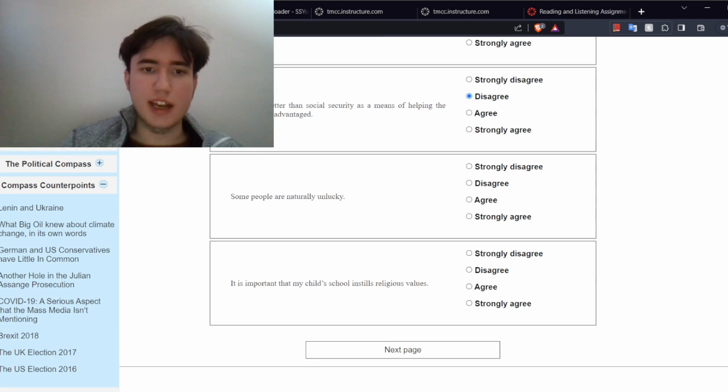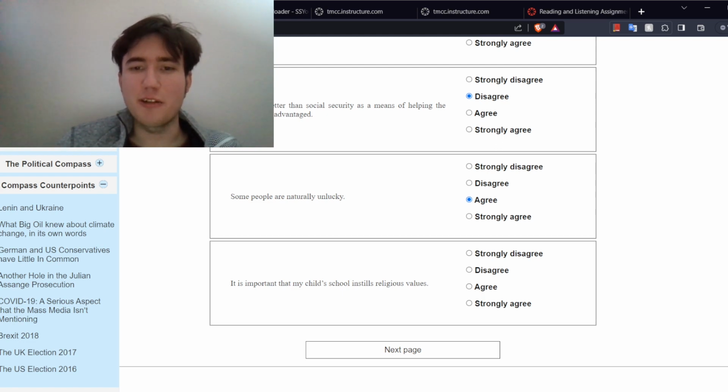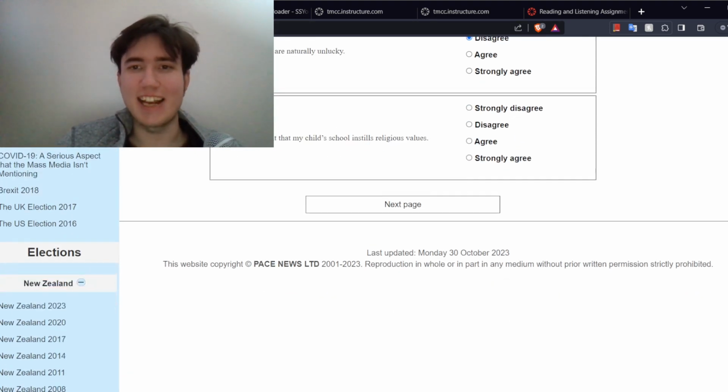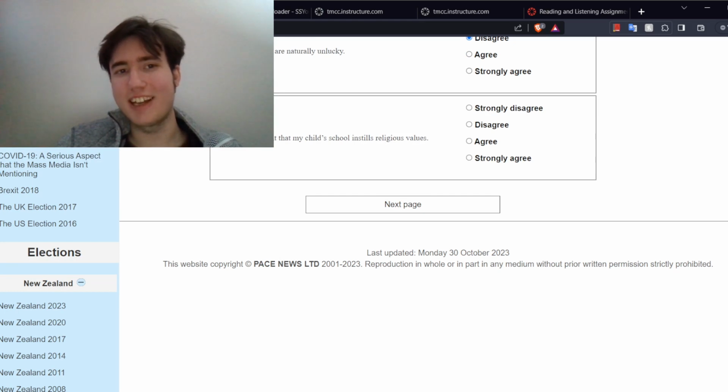Some people are naturally unlucky. What does this have to do with politics? I mean, I guess some people just have bad luck. What does that mean, to be naturally unlucky? Does it mean you just have bad luck, or does it mean you have a quality about you that is intrinsically lucky or unlucky? I guess that's what it's supposed to mean. So I'm going to say disagree, but I don't really care for that question in any way. I don't like the verbiage, and I don't like the meaning of it.